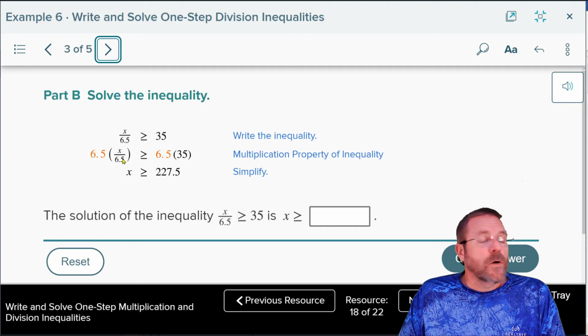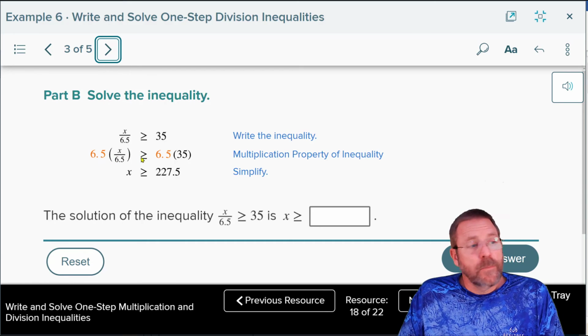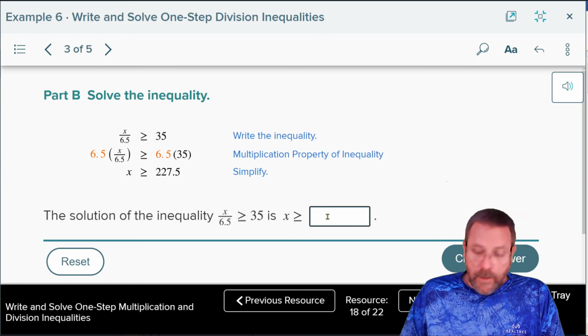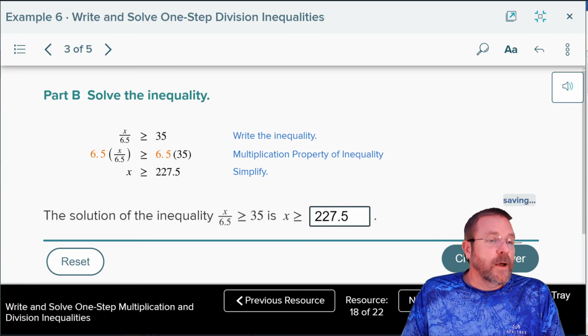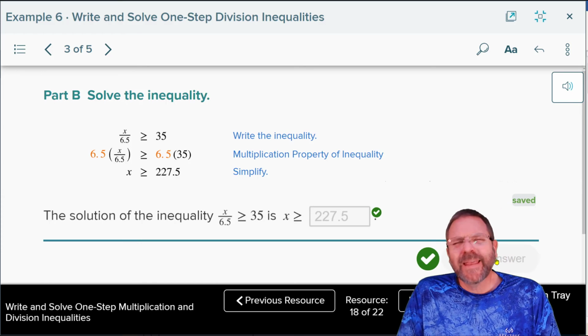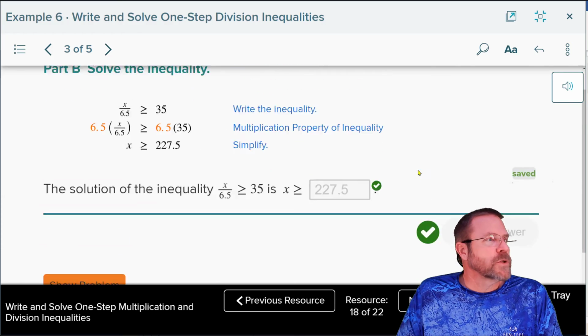From there, they undid division by multiplying both sides by 6.5. Remember, do it after the number, not before it. And then the 6.5 divide out, leaving x greater than or equal to 227.5. So right here, 227.5 is how many ounces of wax she needs. I guess one of them would just end up being a little bit short.